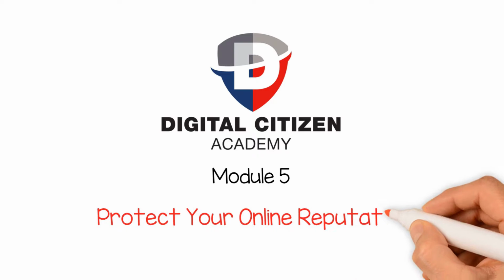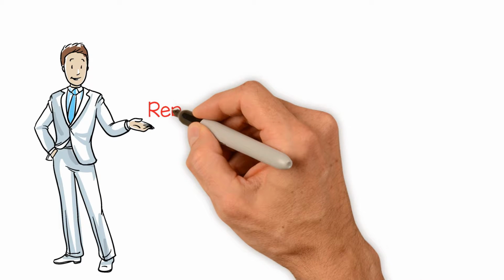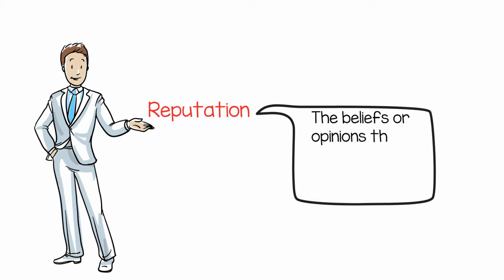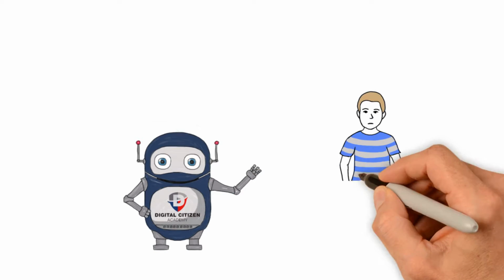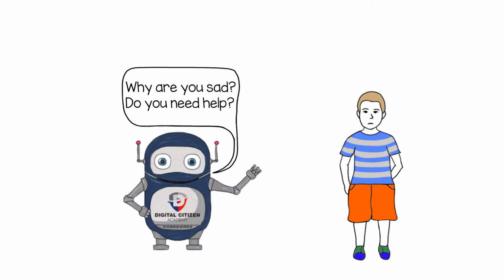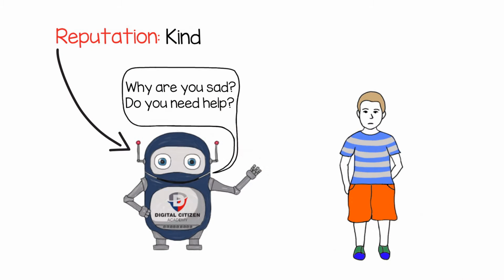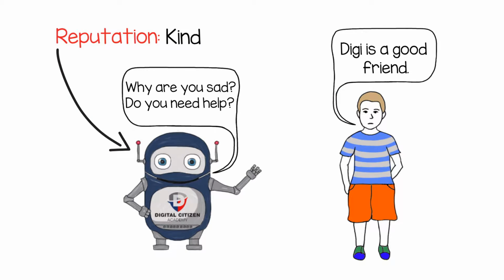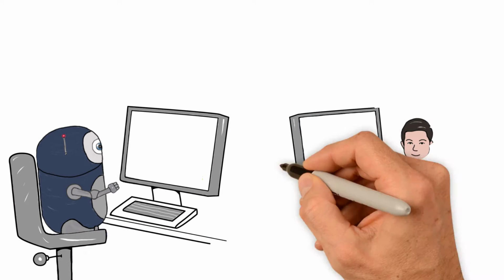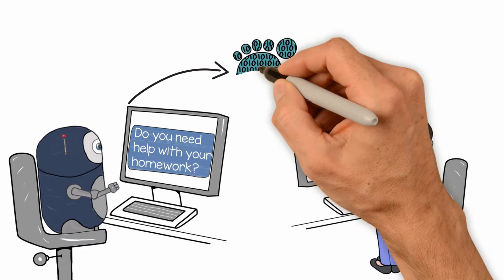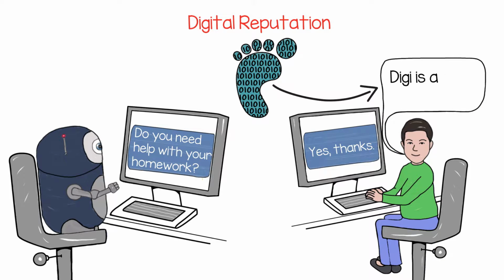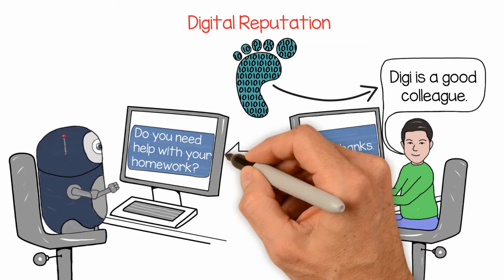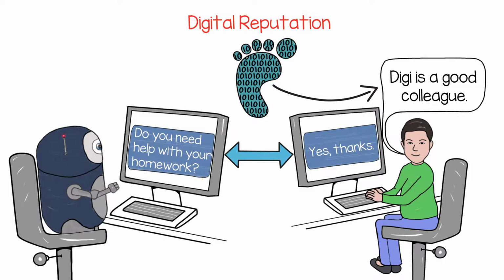Protect your online reputation. The word reputation refers to the beliefs or opinions that someone holds about someone or something. When you are nice to others and try to help them, you might have a reputation for being kind. This is because your actions cause others to have a positive opinion of you. In the same way, your online behaviors become part of your digital reputation. Your digital reputation is the way that others view you based on your behavior in the online environment.